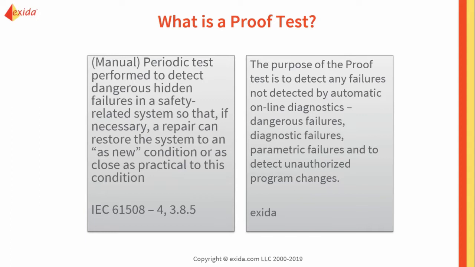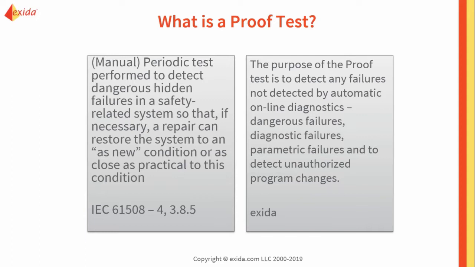So the main functional safety standard, IEC 61508, talks about a proof test being a manual periodic test performed to detect dangerous hidden failures in safety-related systems. So if necessary, a repair can restore the system to as close to an as-new condition as possible.